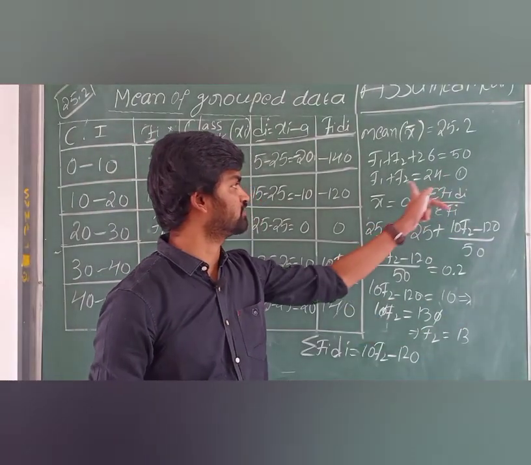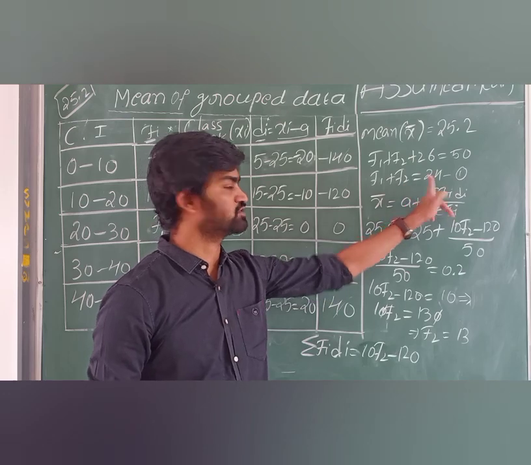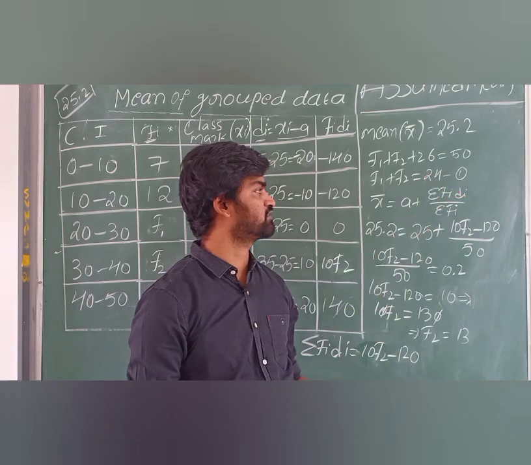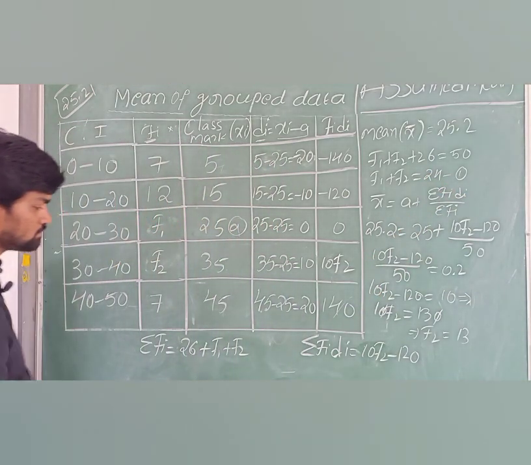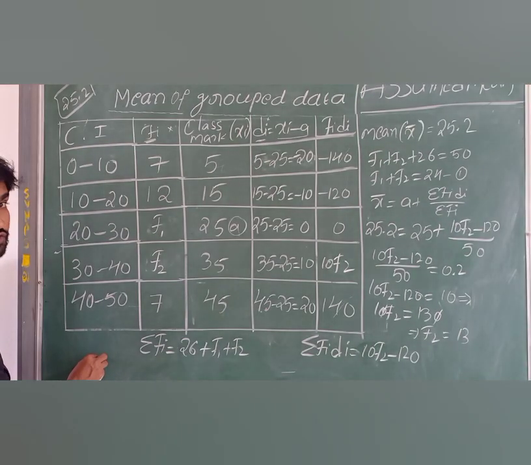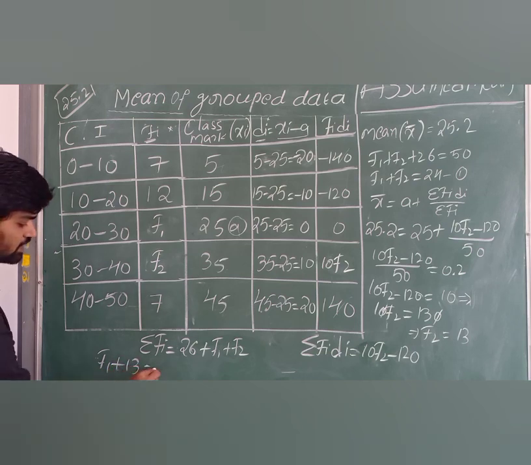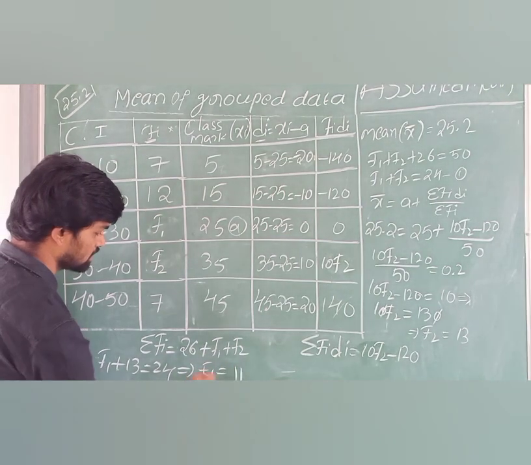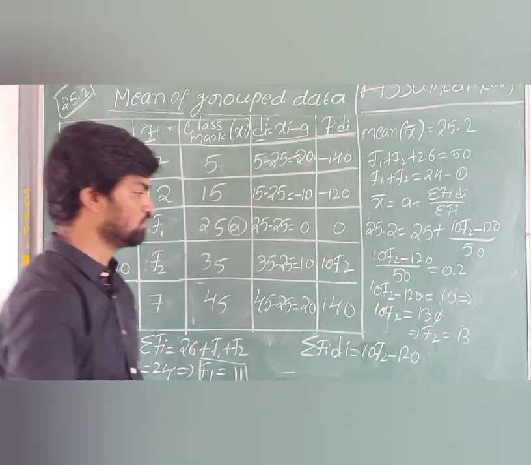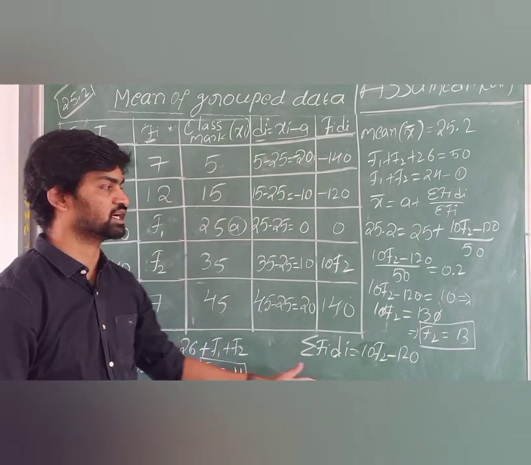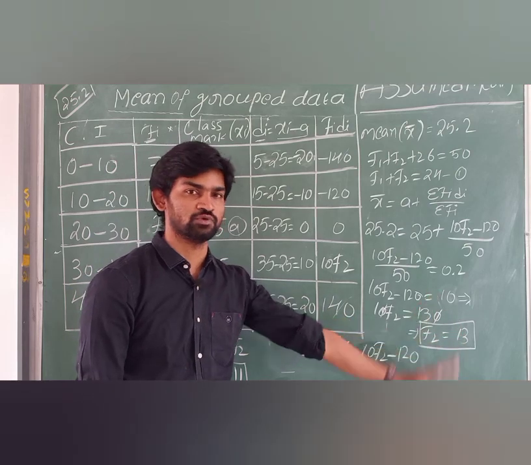But we have equation 1. What is that? f1 plus f2 is equal to 24. So f2 we got 13. Just replace this in equation 1. So f1 plus 13 is equal to 24. Then the f1 value is 11. This is how we find missing frequencies. It is a very important and repeated question in the CBSE board examination.